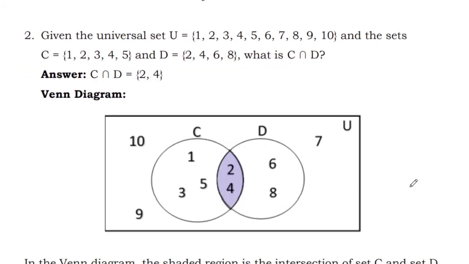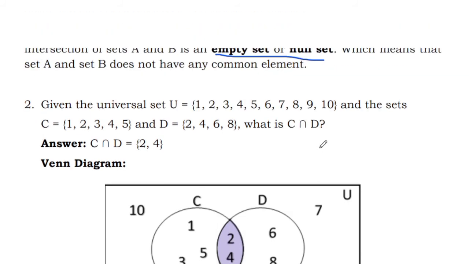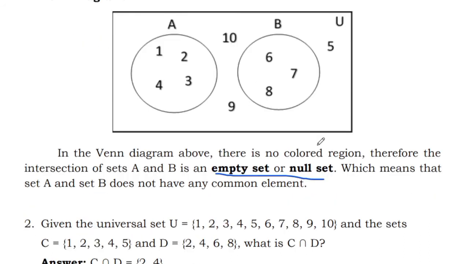Okay, another example: we are given a universal set 1, 2, 3, 4, 5, 6, 7, 8, 9, 10. By the way, before we go further with the Venn diagram, let us try to work out how to make a Venn diagram given this kind of set. We have here the universal set, represented by set U, and then we are going to compare sets C and D.